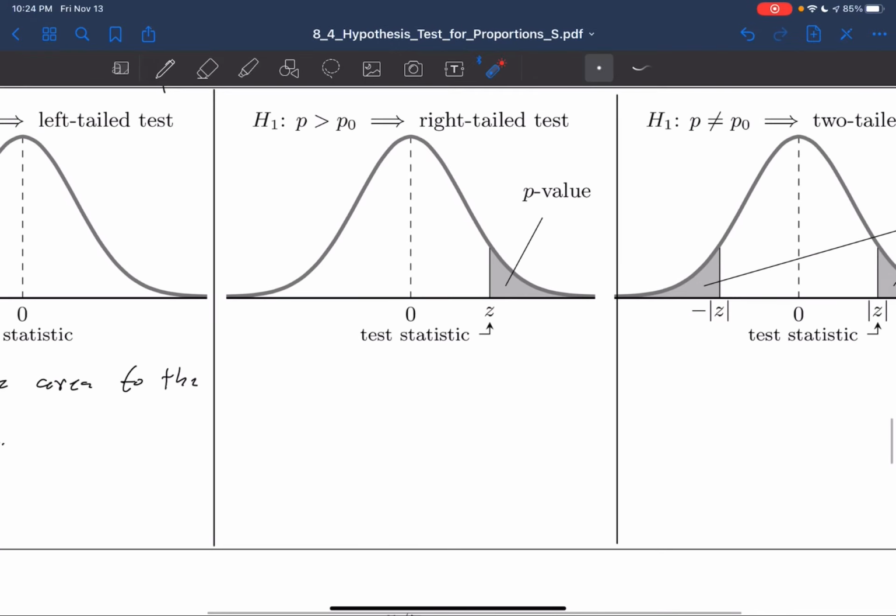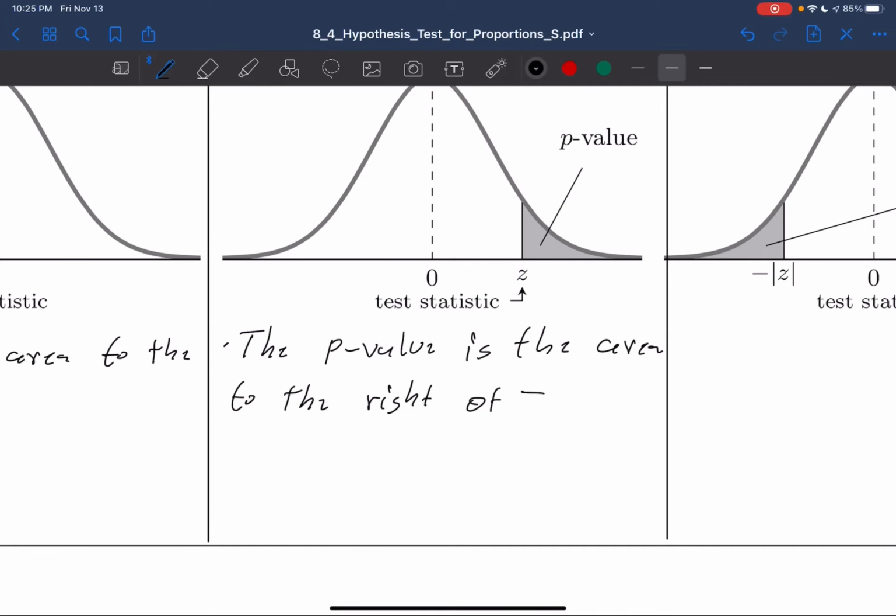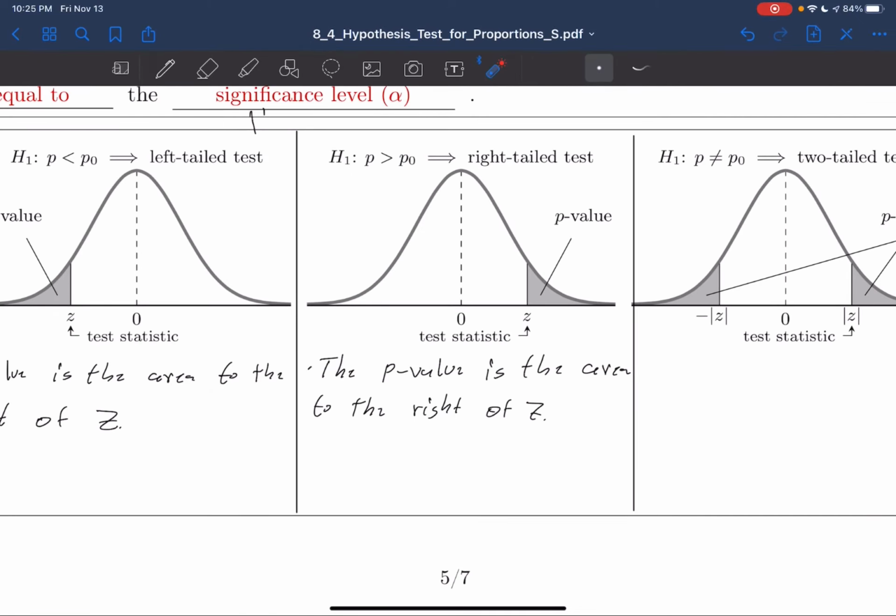If we're dealing with a right tail test, then our p-value is the area to the right of z. And again, this is when we're dealing with right tail tests. The p-value is the area to the right of our test statistic z.